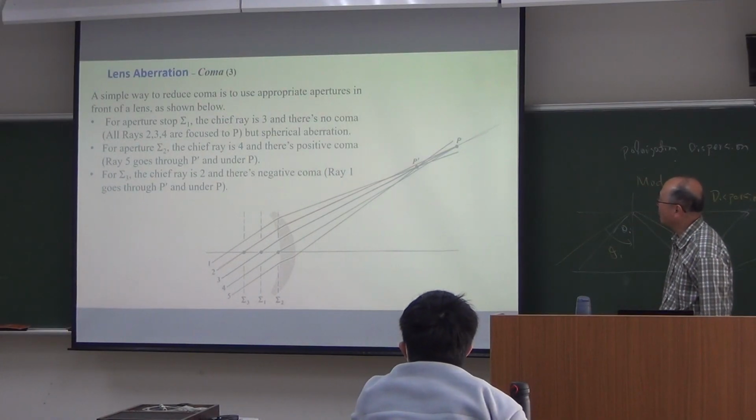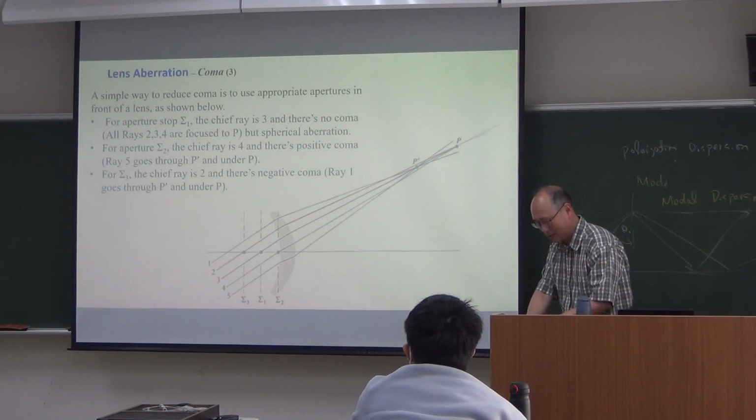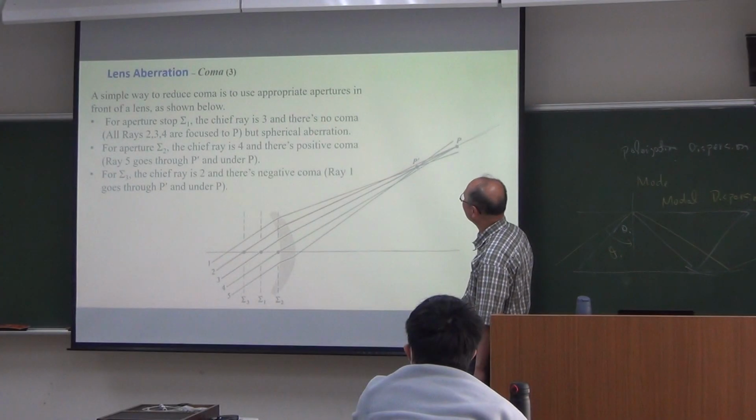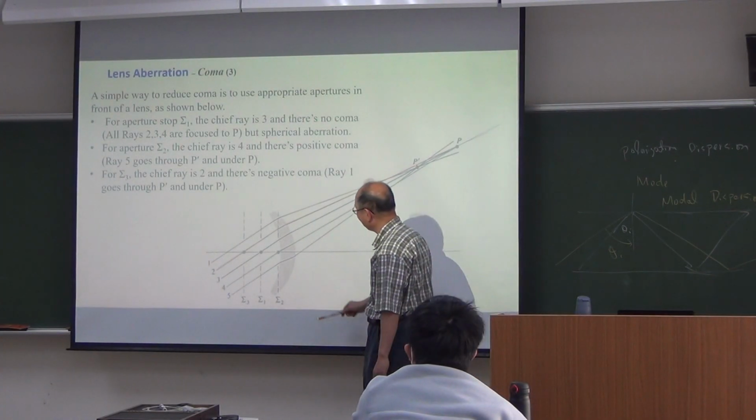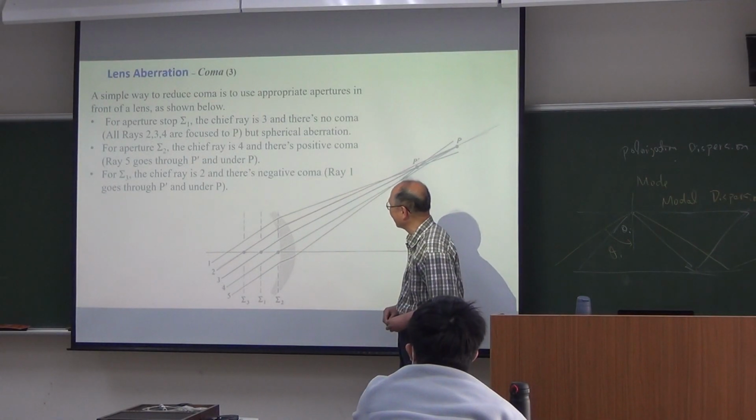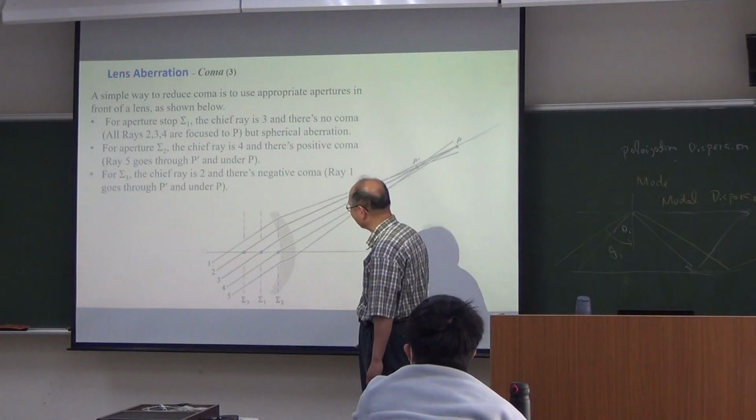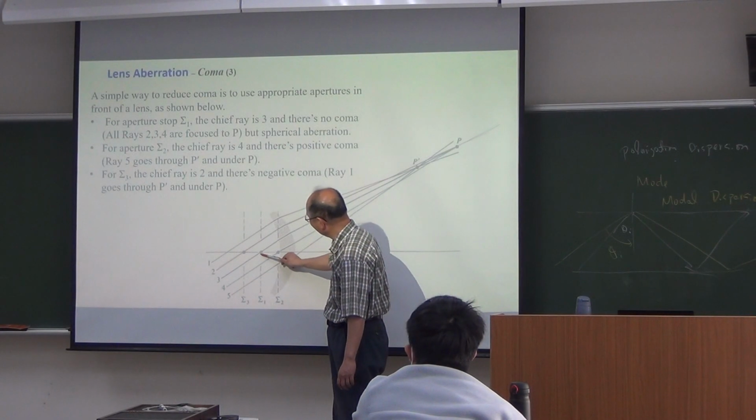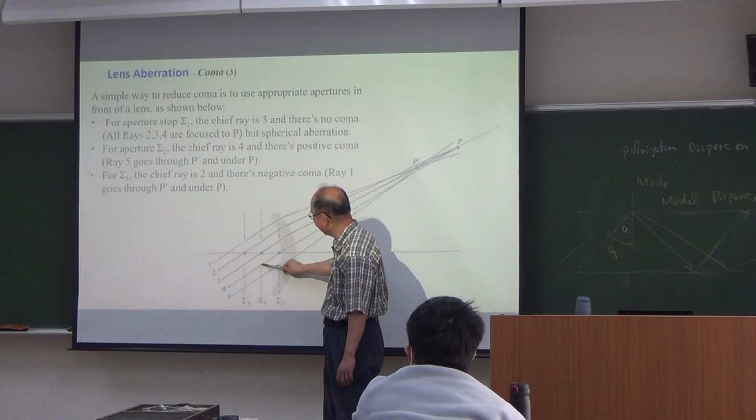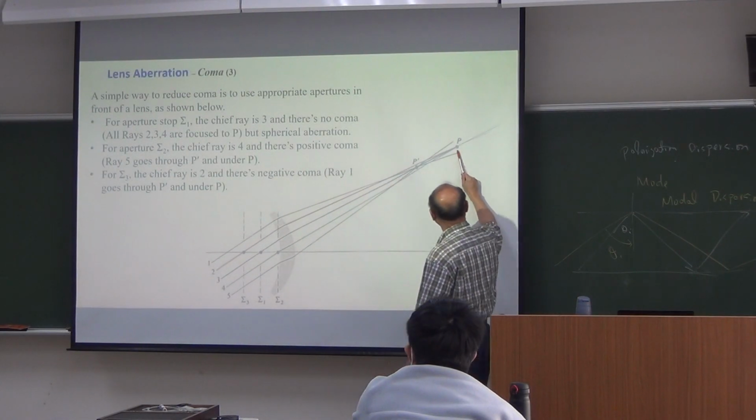For this case, a simple way to reduce the coma is to use an appropriate aperture. You can put an aperture in front of this lens to reduce coma. In this illustration from your textbook, if you have the aperture sigma 1, the chief ray is going to be this one, and then these two rays are going to focus to the same point right here.